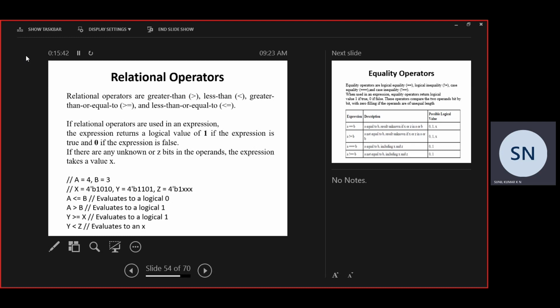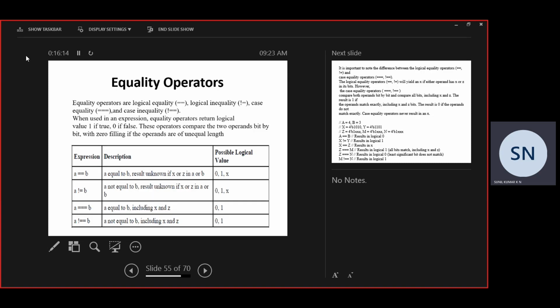So y greater than or equal to x, y is 1 1 0 1 1 0 1 0. This is 10, that is 13. Correct? So the binary equivalent decimal value here is 10, and that is 13. So the y value is greater than or equal to x. Yes, it is correct. So it is going to evaluate to 1. And y less than z. So if z is having an unknown term, whenever it has an unknown term, we cannot predict the result. So the evaluated value is unknown itself. So this is how the relation operator works.